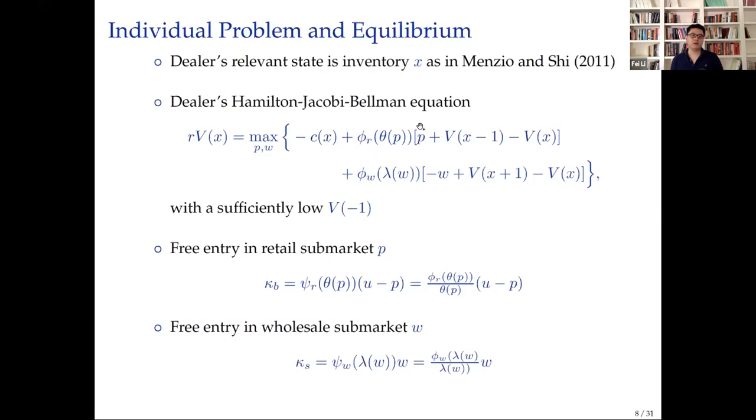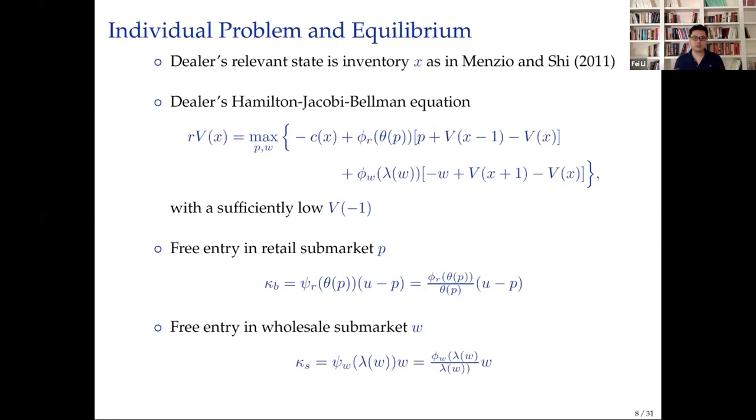And also, because he also enters some wholesale market, he will meet a seller with some probability, and he purchases a unit and pays the price, and his inventory will change from X to X plus one. Because we assume the inventory will be greater than or equal to zero, it's necessary to add a boundary condition so that the value at minus one is sufficiently low, so you will never go down that path. And because of the simplifying assumption on buyers and sellers, there will be free entry conditions in each submarket which is active.